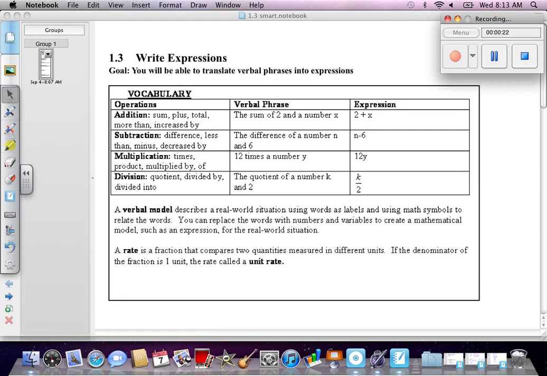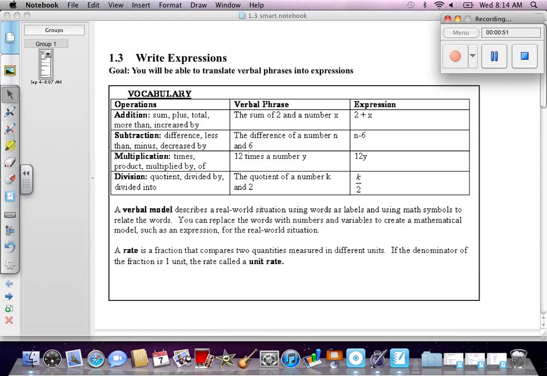Subtraction uses words like difference, less than, minus, decrease by. Multiplication is times, product, multiplied by, or the word of. Division is quotient, divided by, divided into. So those are all key words that mean division, subtraction, multiplication, or addition. A verbal model is a way to translate a word problem into an actual problem.